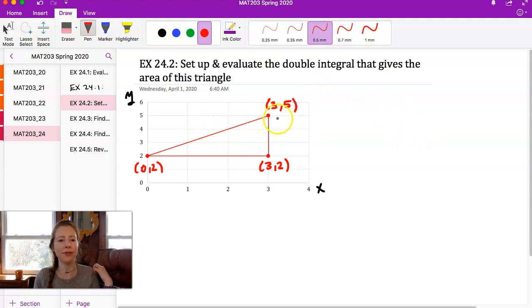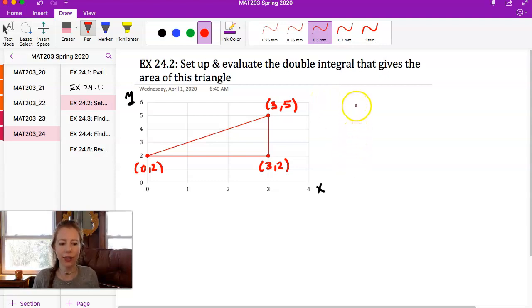Okay, and yes, it would be easy to geometrically just go ahead and compute the area, but we want to practice setting up the integral. So we have to figure out what the limits are going to be on our integral. So we have to figure out the x and y limits here.